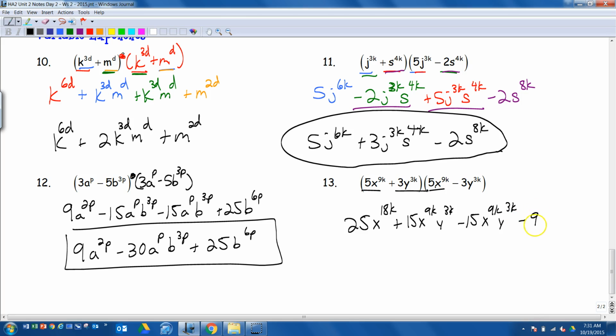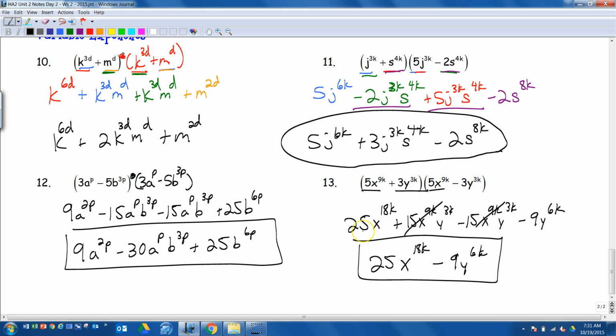minus 9y to the 6k. And again, these two cancel, because they're like terms. So our final answer is 25x to the 18k minus 9y to the 6k. And that's it. So that's using foiling and all that, but with variable exponents and some of the special products.